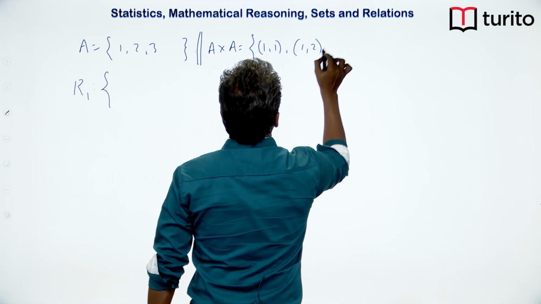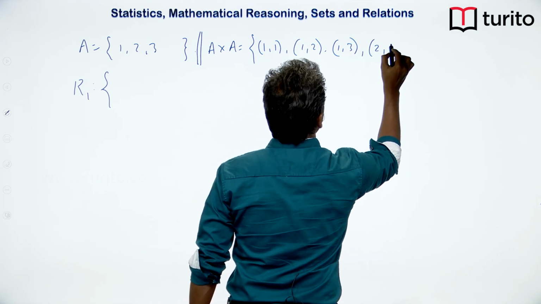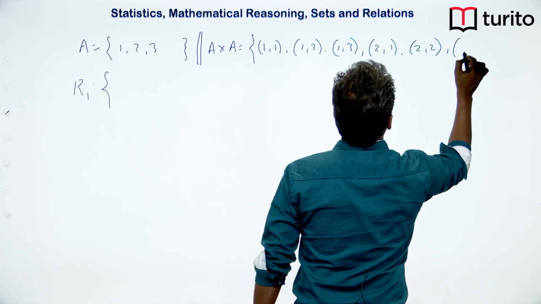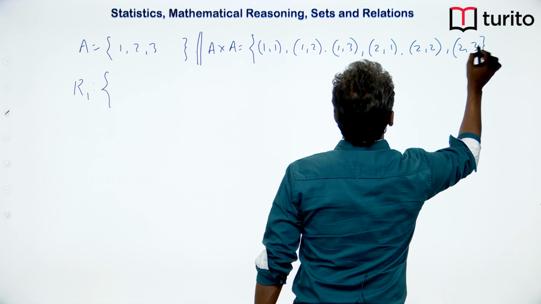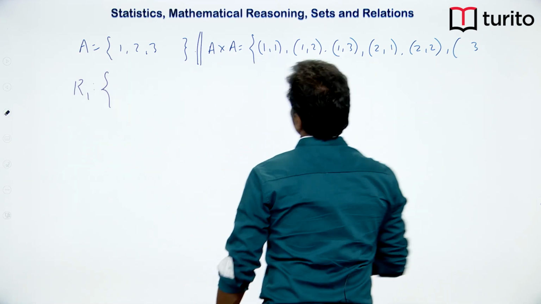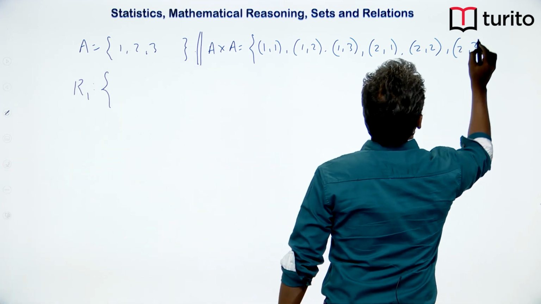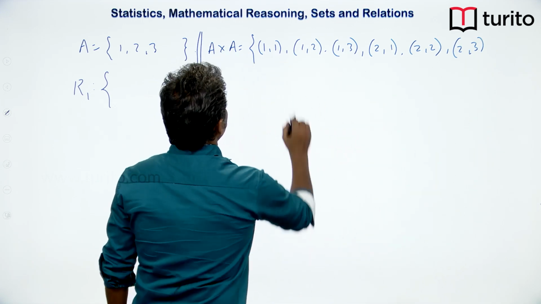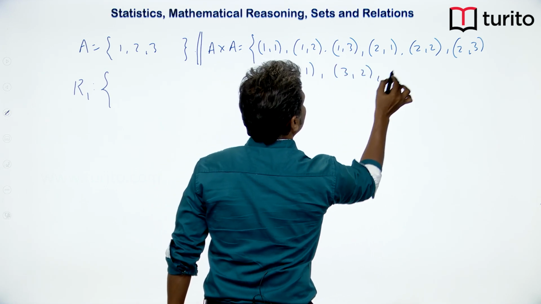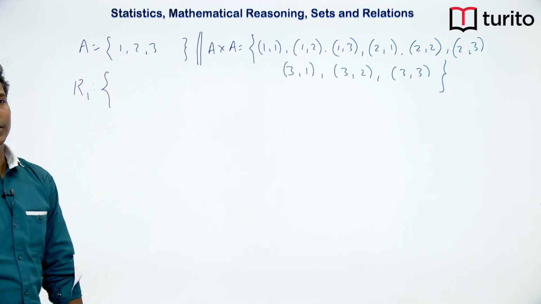See, I am taking a little slow approach here because it is important that you understand how we get these relations and how to interpret them. Okay. So learning blindly is not going to help us. So let me just take you from basics. Okay. So now starting with 3, 3 comma 1, 3 comma 2, 3 comma 3. Okay. So this is my A cross A.